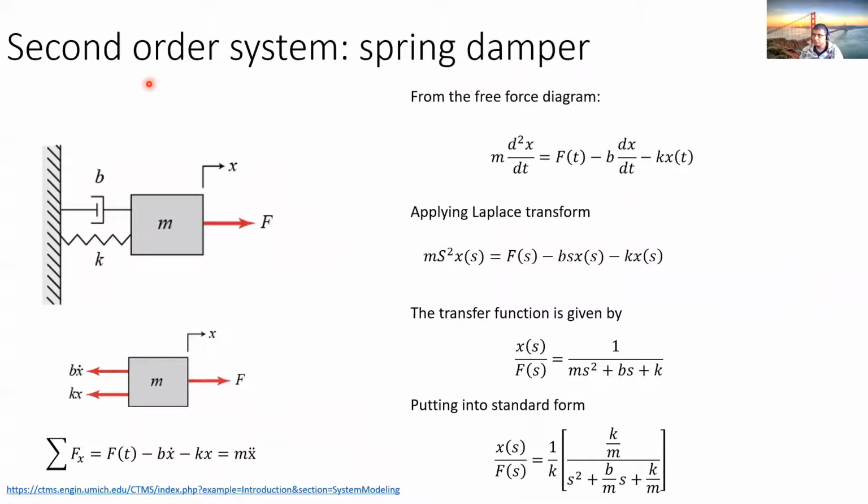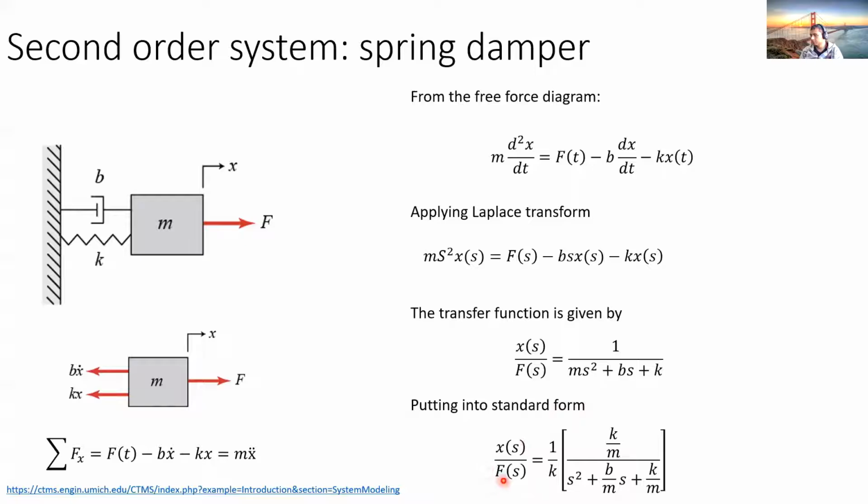This is the example for the second order system. This is the spring damper. This is a classical mechanical system. This is the free body diagram, and the ODE from the free body diagram here: the acting force, the damping of the damper, and the spring here. If we apply the Laplace transform to the ODE, it is this one here, and we calculate the transfer function, which is given by this. This step is really important because we need the standard form in order to calculate the correct features of our system.